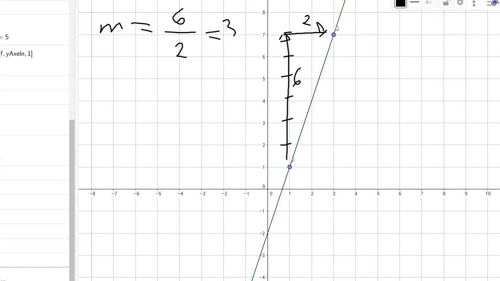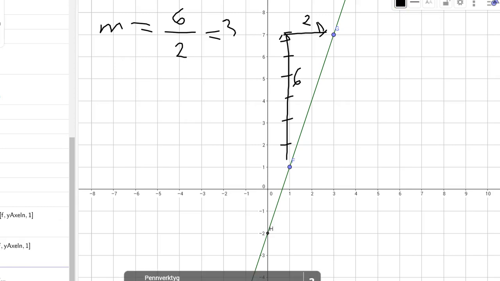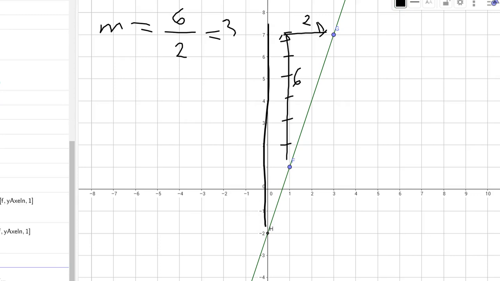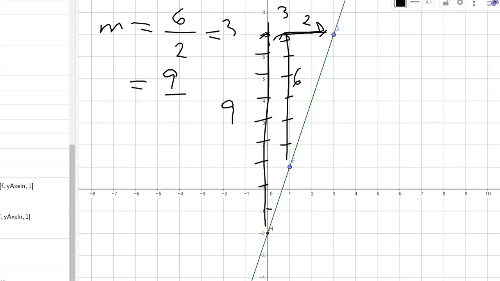I will try that with this point and that point. My rise now is, I will count that, 1, 2, 3, 4, 5, 6, 7, 8, 9. That's 9, and my run is 3 this time. So I have 9 divided by 3, which is equal to 3.